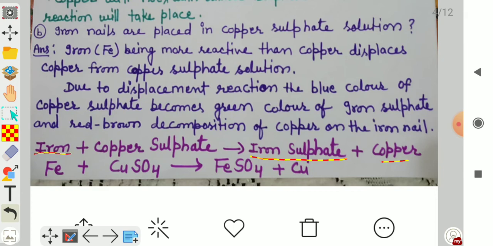Symbol of iron is Fe, F capital, e small. Chemical formula of copper sulfate is CuSO4. When Fe reacts with CuSO4, it is converted into FeSO4. Ferrous sulfate is formed and copper is displaced. Cu is the symbol of copper and FeSO4 is the formula of ferrous sulfate.